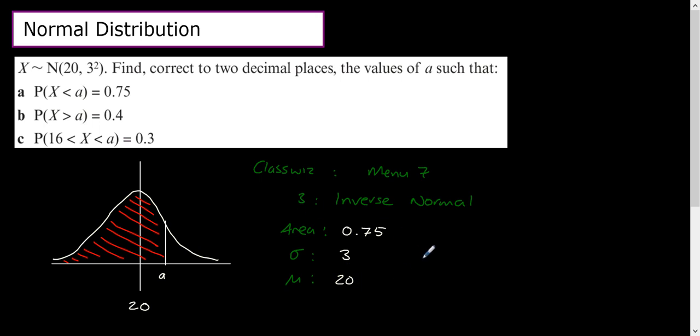And we press equals, equals, equals, and then we find that a is 22.02, correct to 2 decimal places. Now a quick check to see if that number makes sense. We're expecting a number greater than 20, and that's what we've got.